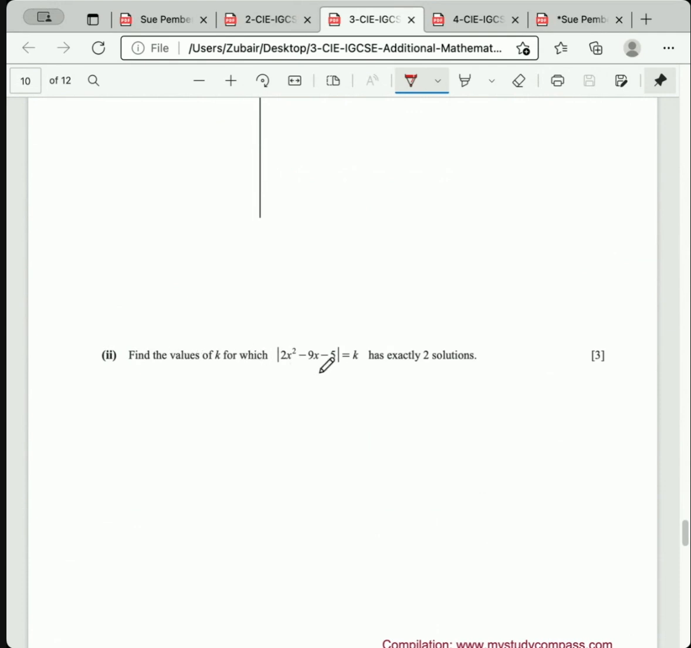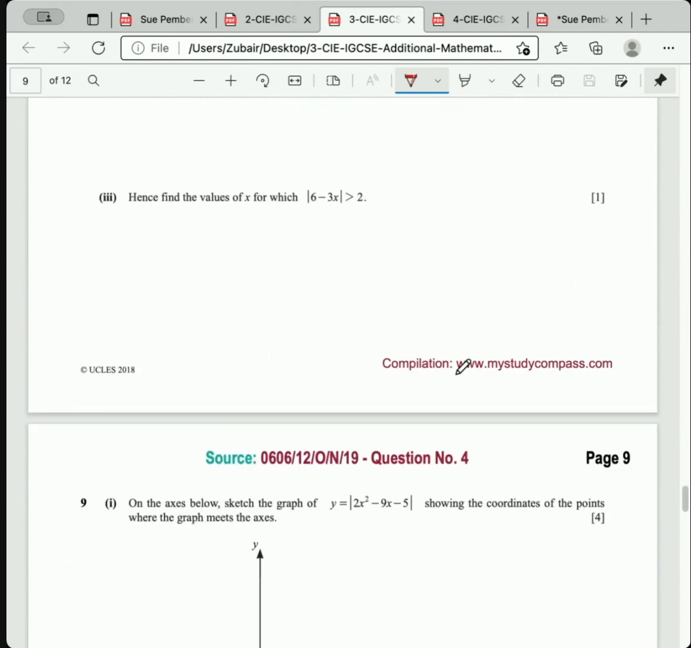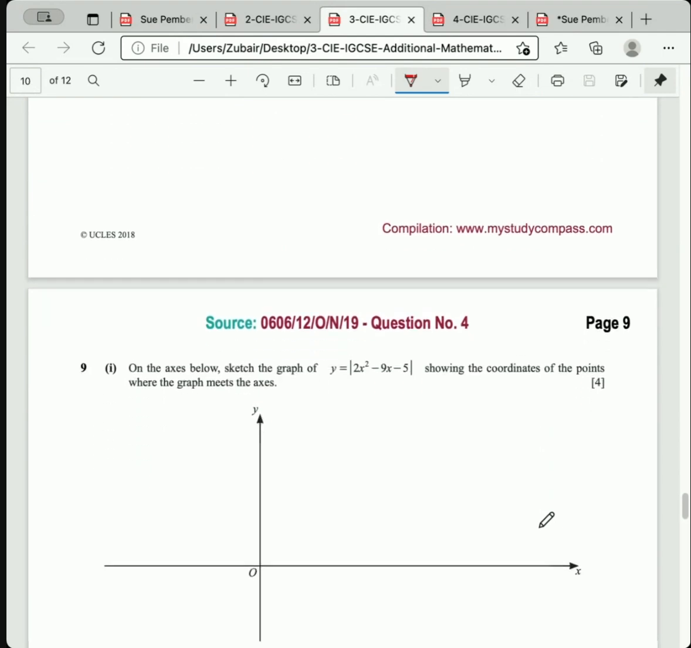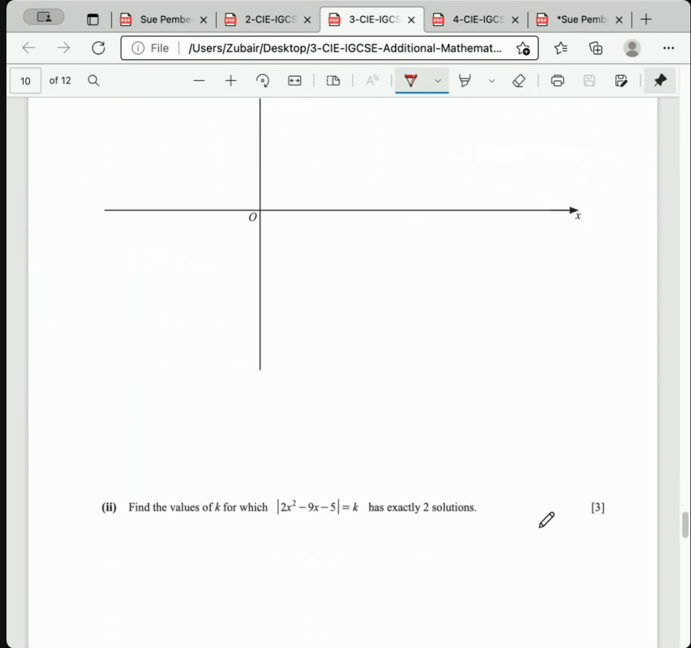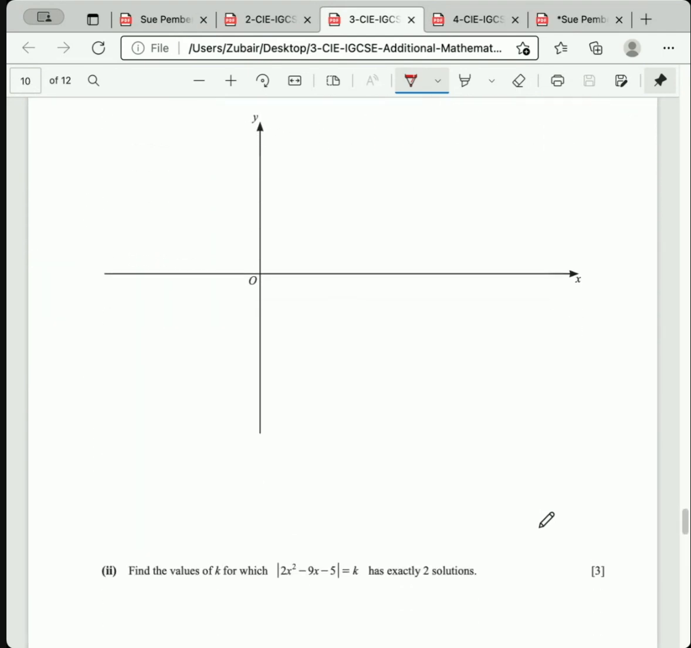Find the value of k for which this has exactly two solutions. On the axis below, sketch the graph of this, showing the coordinates of points where the graph meets the axis. Okay.